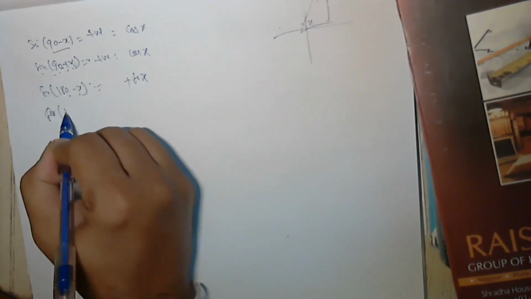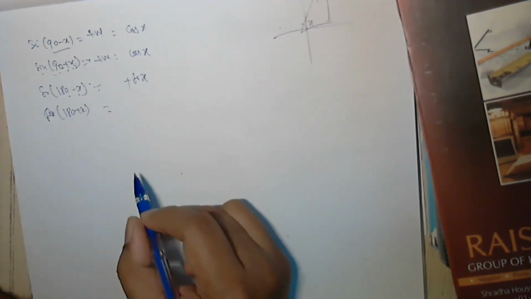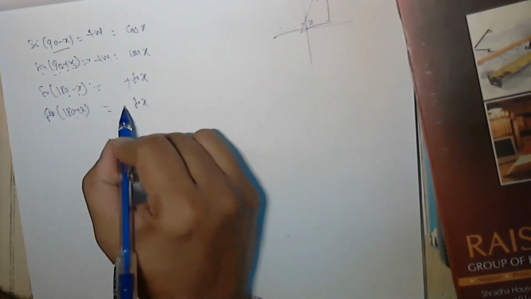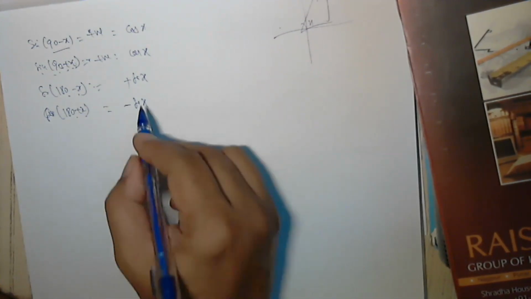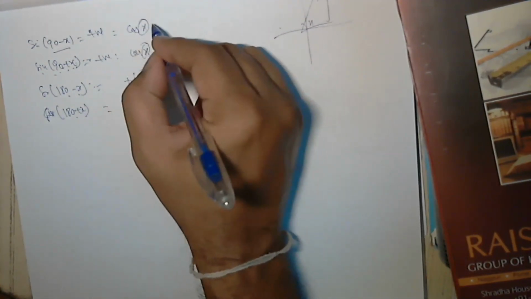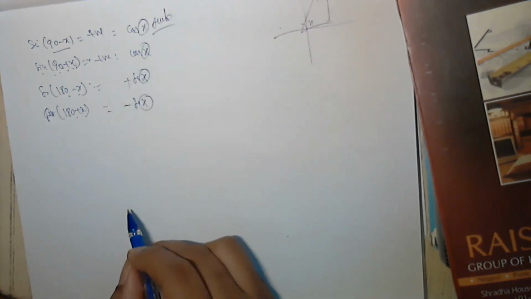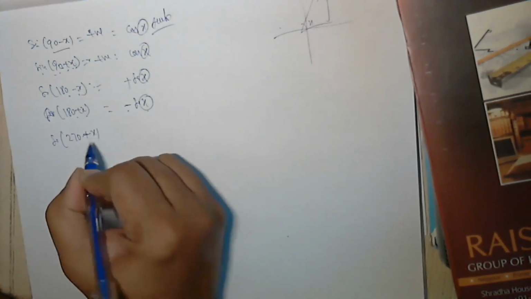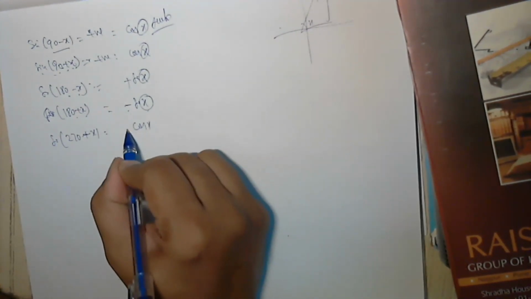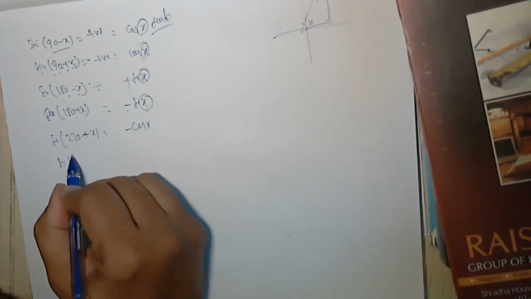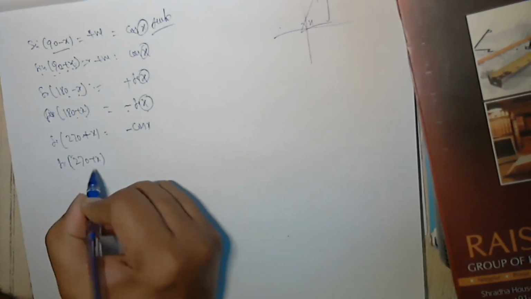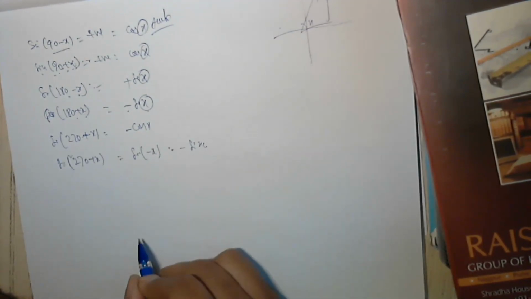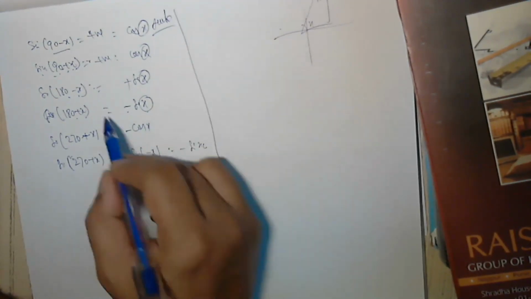Similarly, sine of 180 plus x. 180 plus means sine x. This is 180 plus, third quadrant, so minus. This x is an acute angle. So minus sine x. Similarly, sine of 270 minus x is equal to minus cos x. Sine of 270 plus x is equal to minus cos x. So this way we have to do for all.